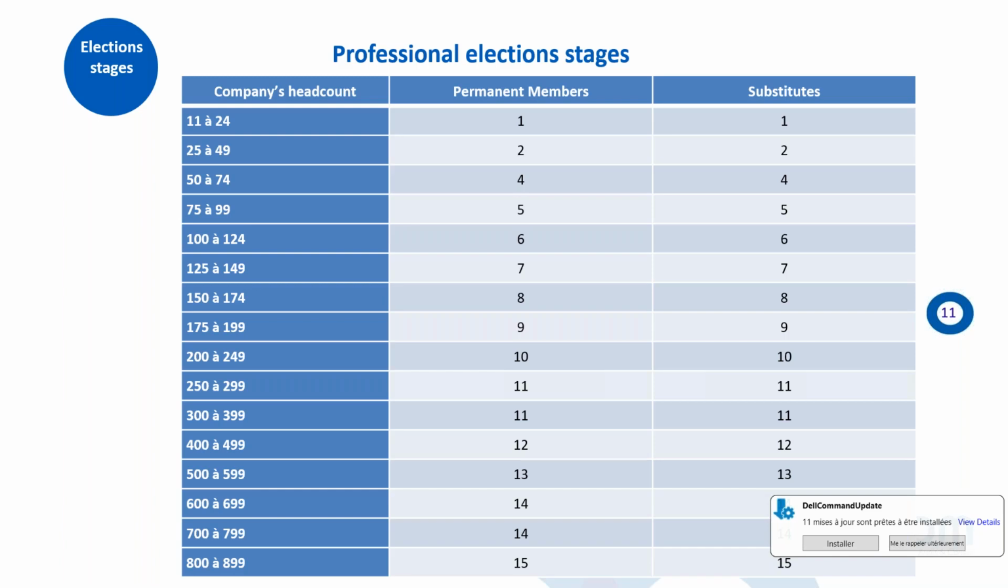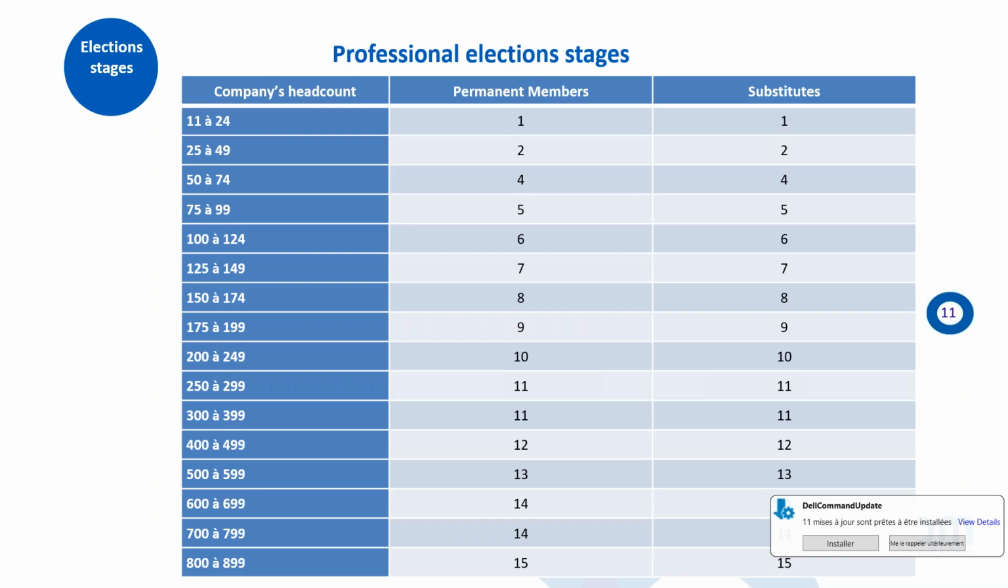So for your employees to candidate to one of these two positions, they must specify in their application the position for which they're applying. This means they have to specify if they want to be a permanent member or if they candidate for a substitute member. If the candidate applies for both, preference needs to be given to the permanent position.